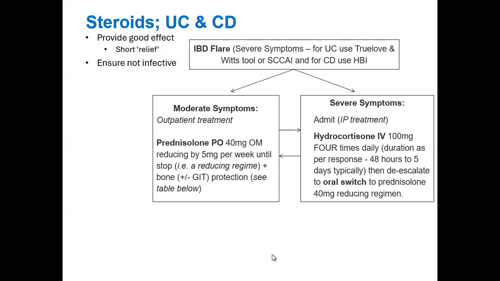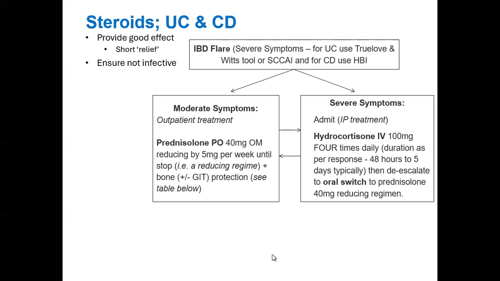The inpatient treatment is on the right-hand side, which is the hydrocortisone IV. But what you'd be seeing in community is the oral prednisolone. And the dose is pretty high, and it goes on for quite a while, a lot longer and a lot higher than you see for things like respiratory or some skin conditions. So we recommend prednisolone 40 milligrams in the morning, reducing by 5 milligrams per week. And so that's a total of 8 weeks minimum.